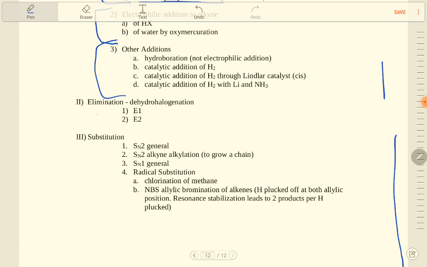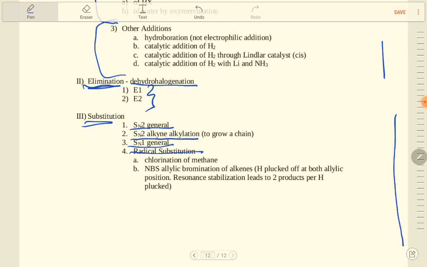Then elimination reactions, dehydrohalogenation E1 and E2. Substitution: Sn2 general, Sn2 alkyne alkylation to grow a chain, Sn1 general, radical substitution, chlorination of methane, NBS allylic bromination of alkene.